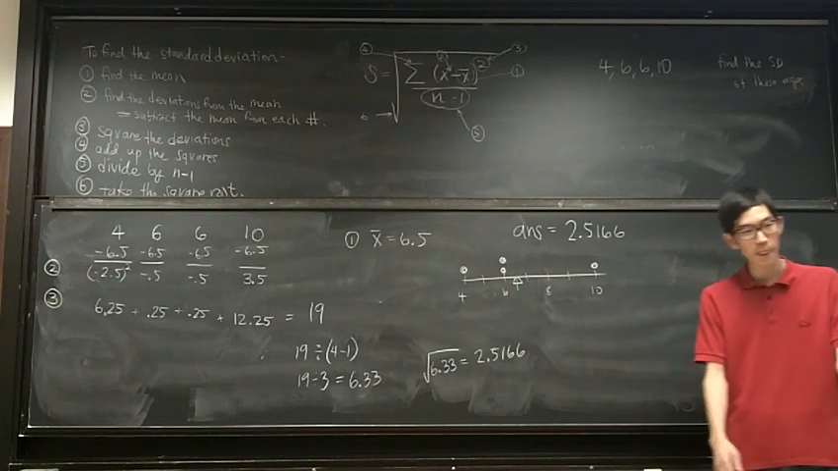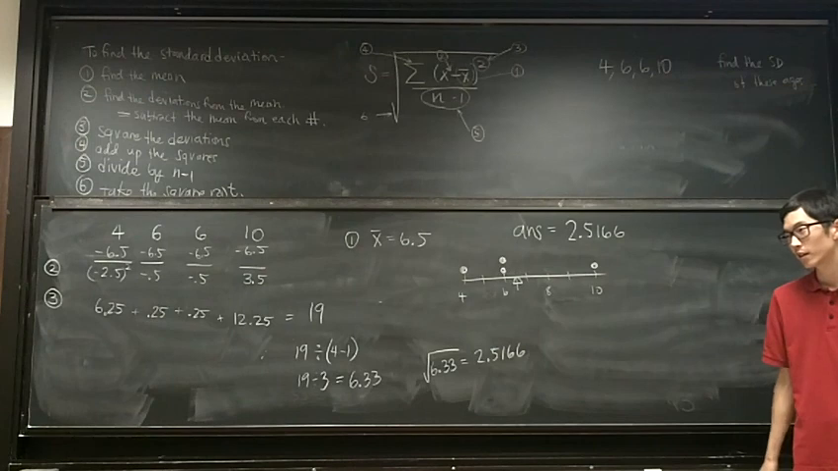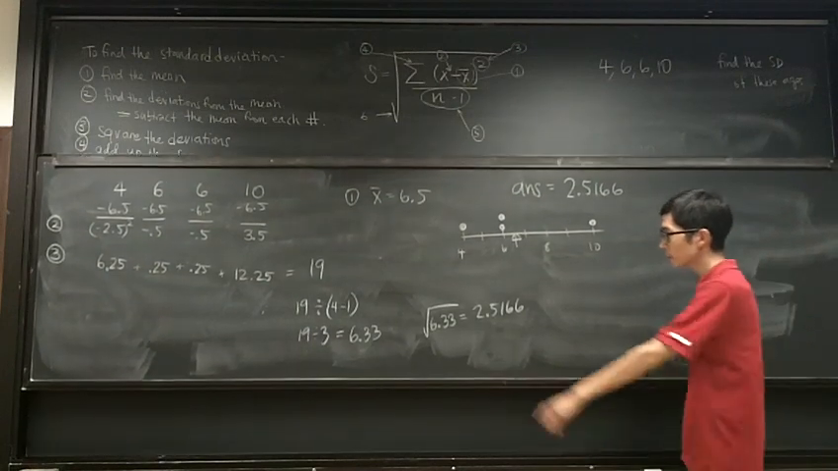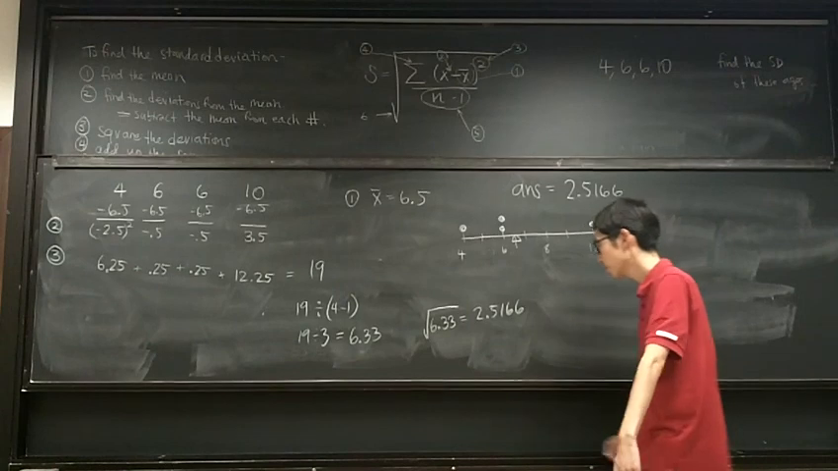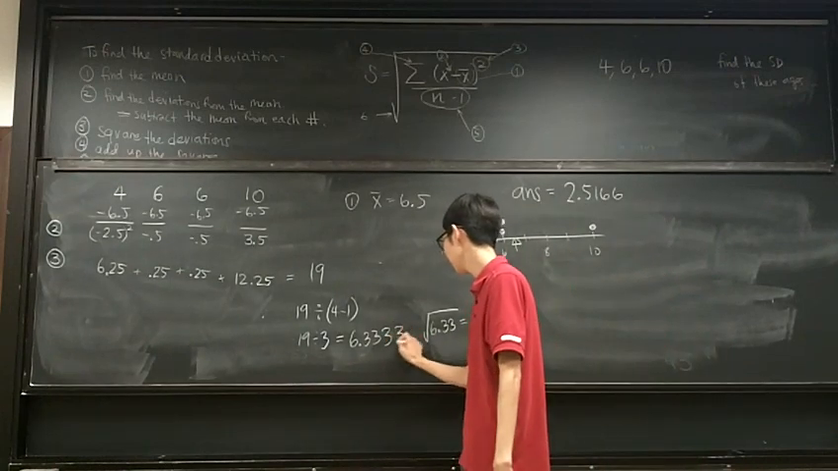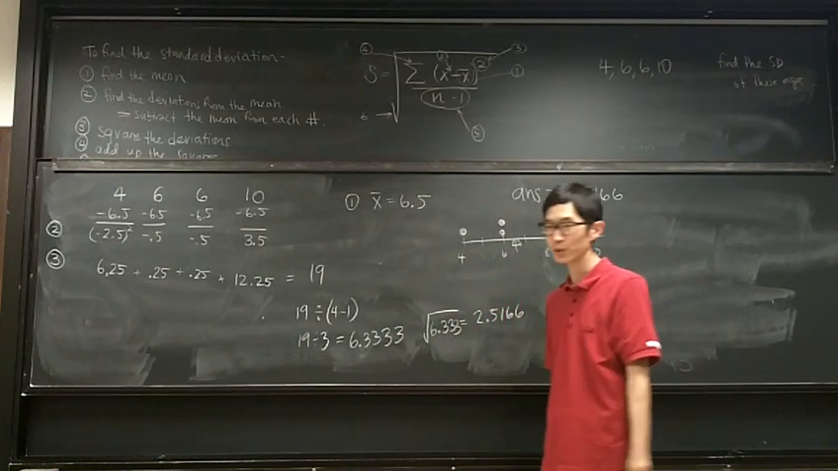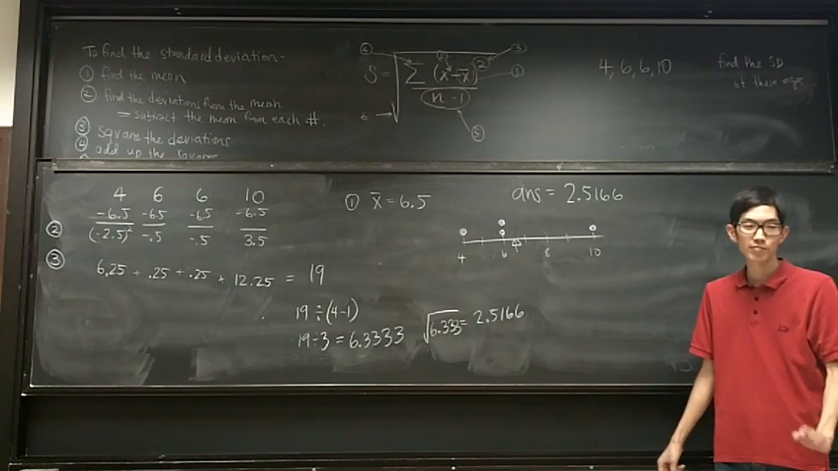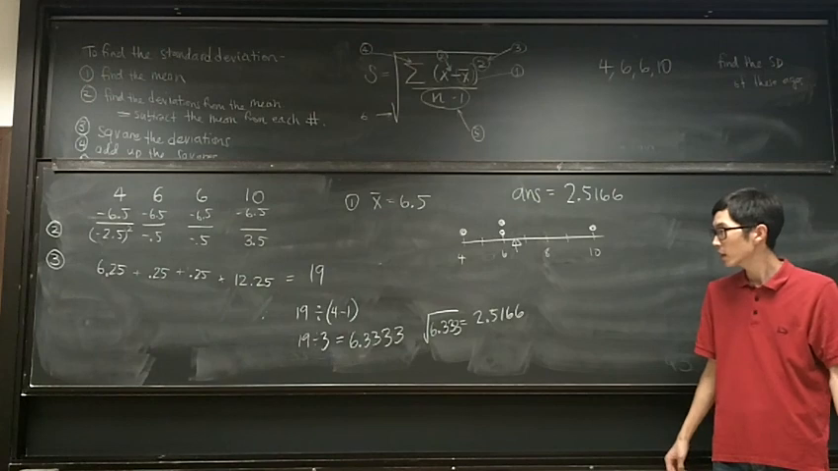Is it okay if our decimals are off by a couple of digits at the end? Like, I didn't get 2.5166, I got 2.5159. Yeah, that probably happened because you rounded off too early. If you leave it at 6.333 or something, that's fine. If you're off by a tiny bit, it's okay.